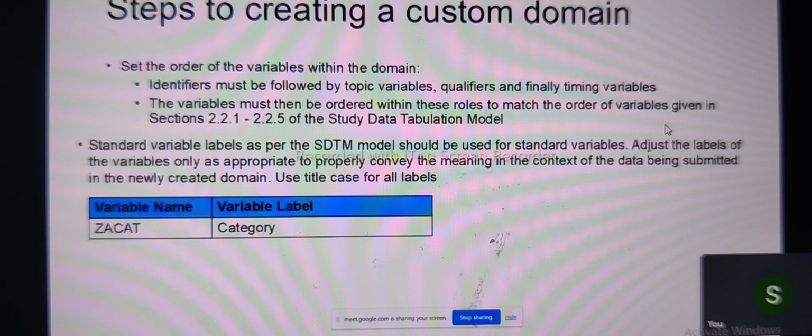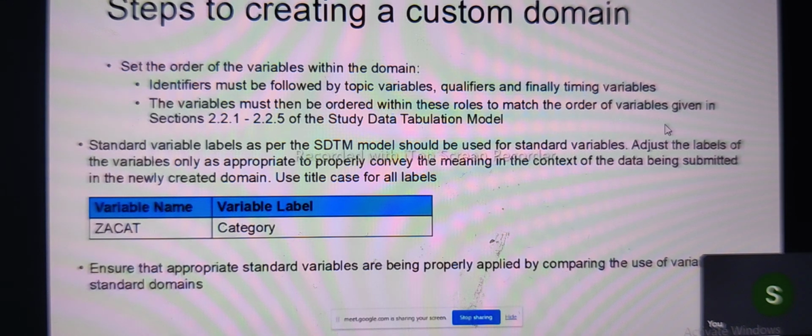Again, set the order of the variables. The standard variable labels for the SDTM model should be used. Generally for the category also, for these custom domains like ZACAT and so on, we have already existing variables in the other standard domains. We follow a similar naming convention, and the labels also we will adapt for the particular data point related information in the custom domains as well. We are not changing anything; only the data point related things change. So ensure that appropriate standard variables are properly applied by comparing to the use of the variable in the standard domain. That's what we discussed. When we create a variable, it should be aligned with the SDTM standard variables.